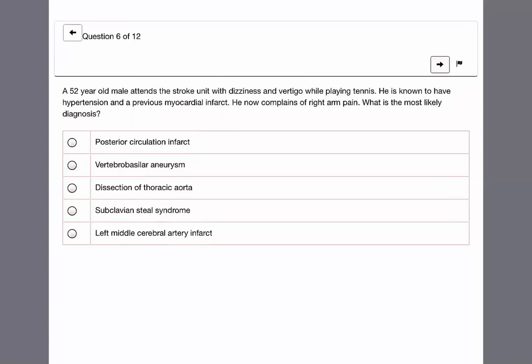Posterior circulation infarct, vertebrobasilar aneurysm, dissection of the thoracic aorta, subclavian steal syndrome, or left middle cerebral artery infarct. Subclavian, right arm. I think it is subclavian steal syndrome. Exactly, subclavian steal syndrome.